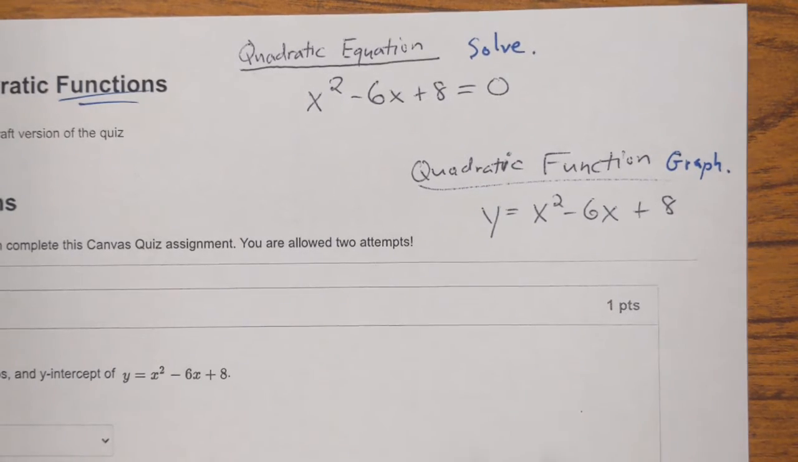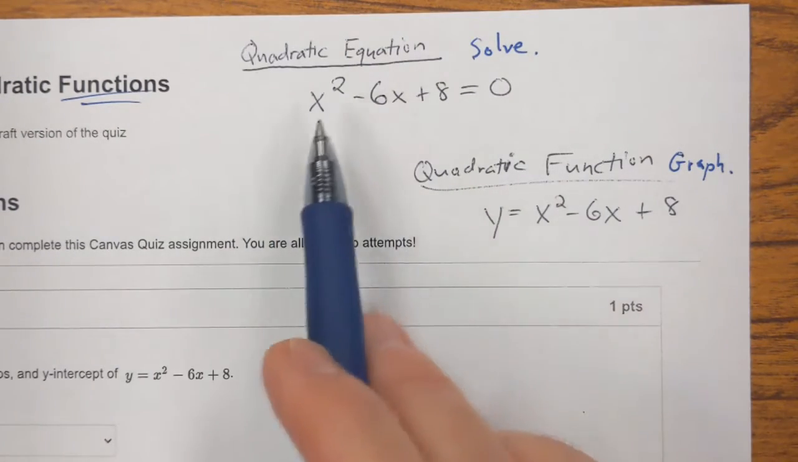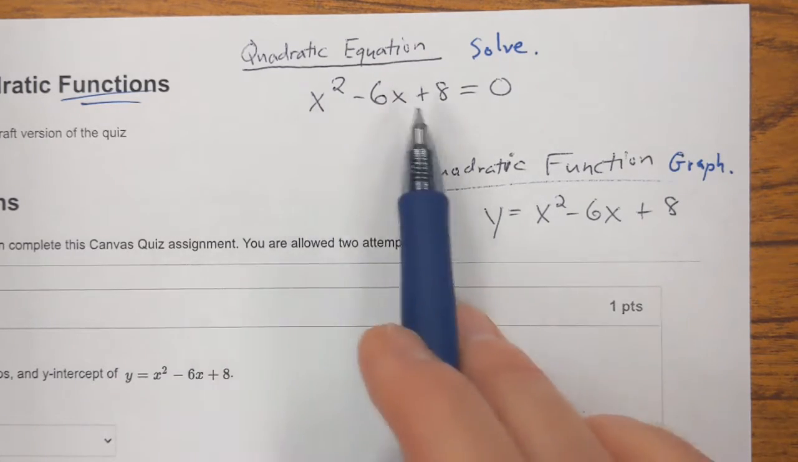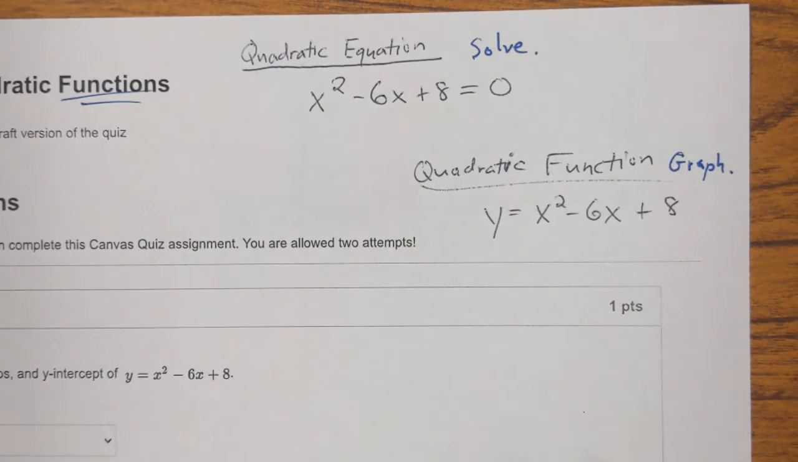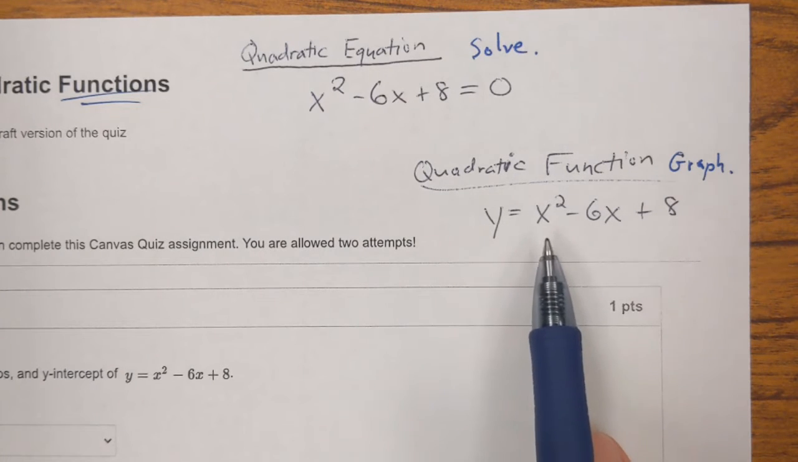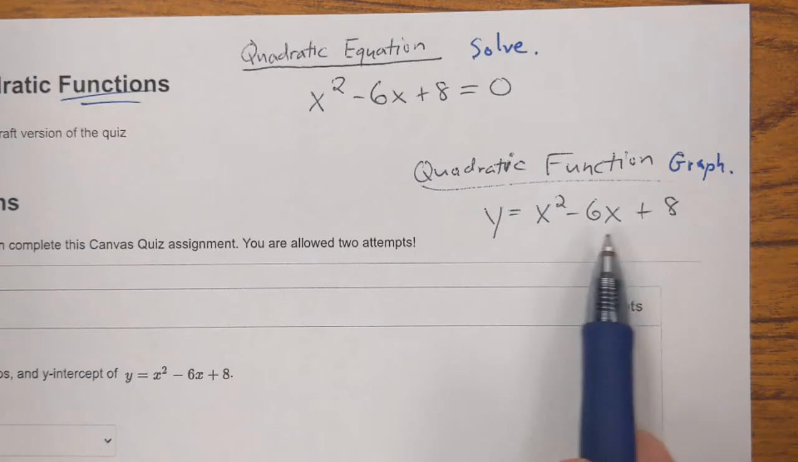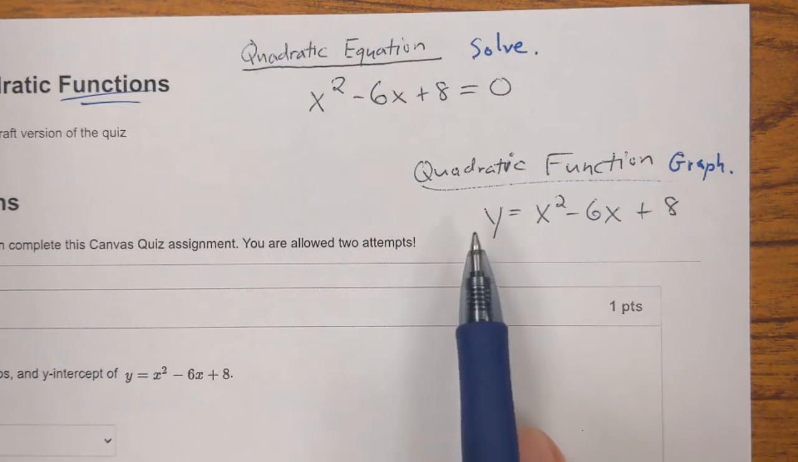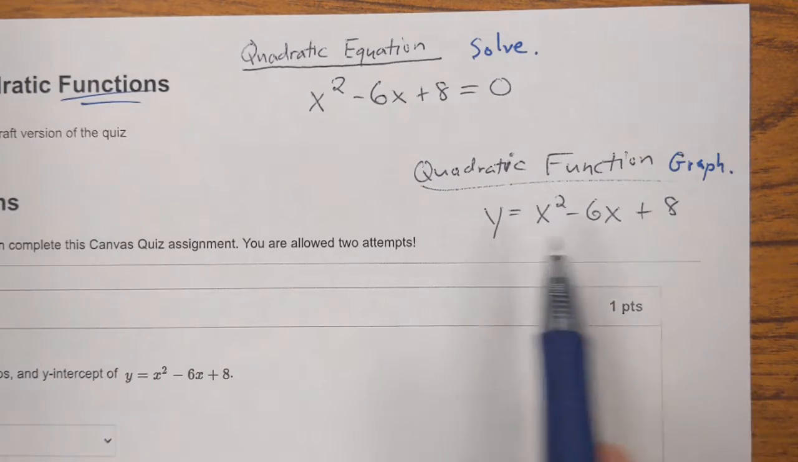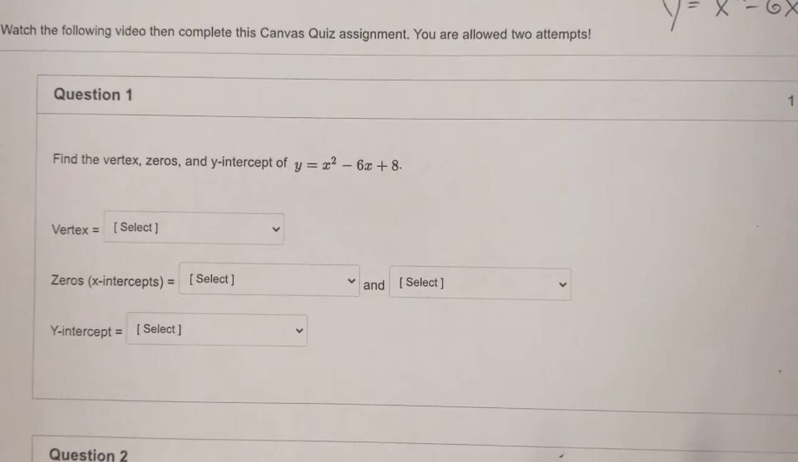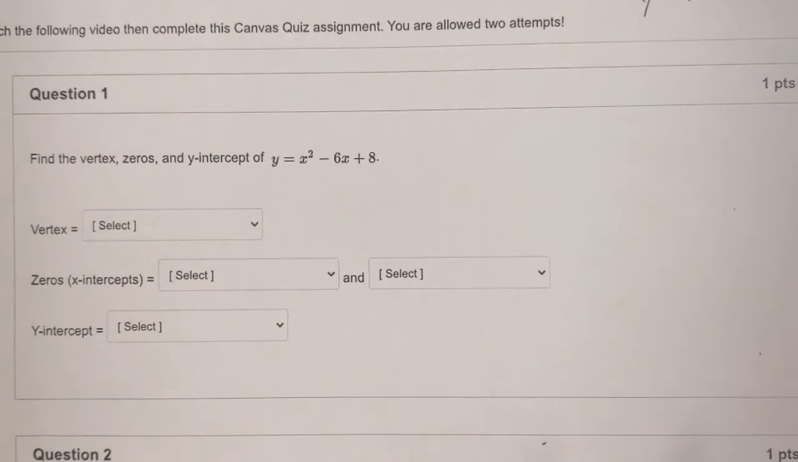Okay, so I like to say it like this. When you're solving an equation, you're trying to find the one or two specific x values that make this true. Whereas if you're graphing a function, you're actually trying to analyze what happens with all of the x values. The idea is you could plug any x value into here, and you want to analyze what happens across all the different x values that you could plug in here. Okay, so you'll notice question 1. We're going to do questions 1 and 2 together.